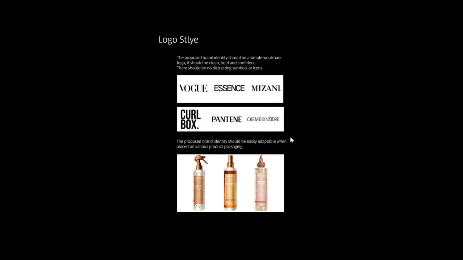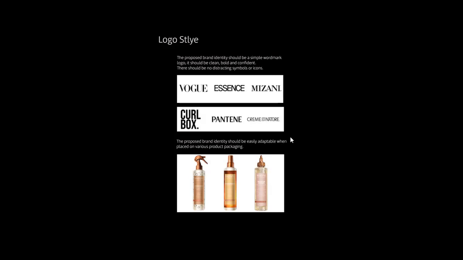There's no symbol. And that bit I wrote here, it says the proposed identity should be a simple word mark. It should be clean, bold, confident. There should be no distracting symbols or icons. So as I said, we've not started designing at all, but we are just defining a direction for the design to take. You understand?